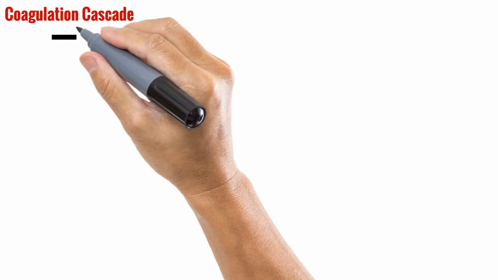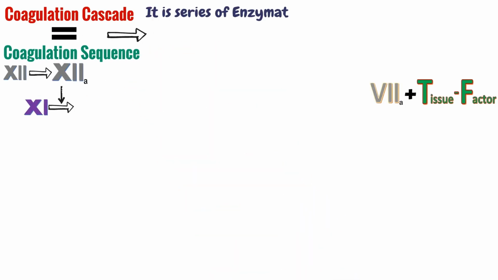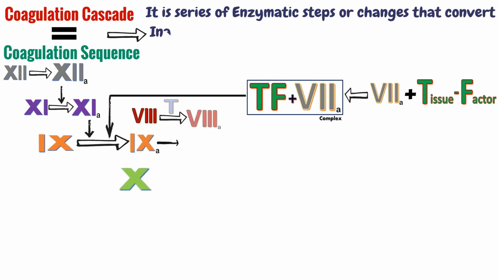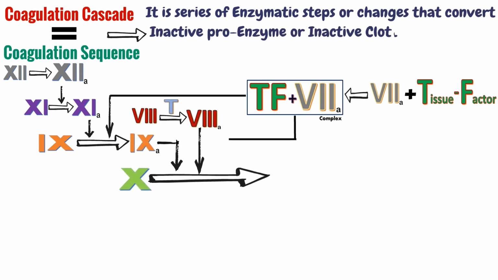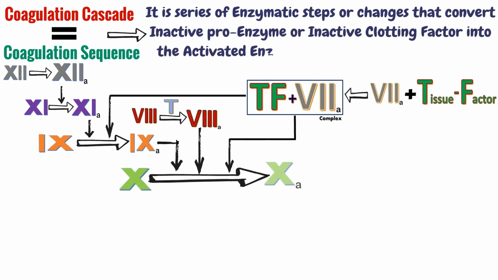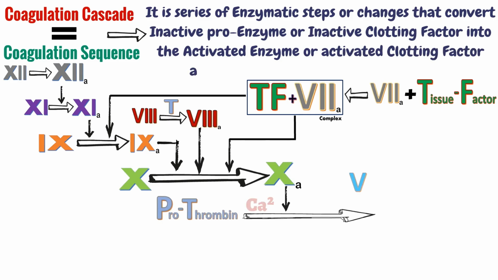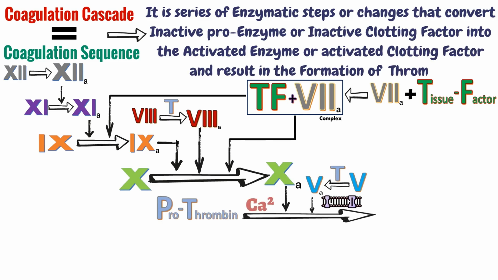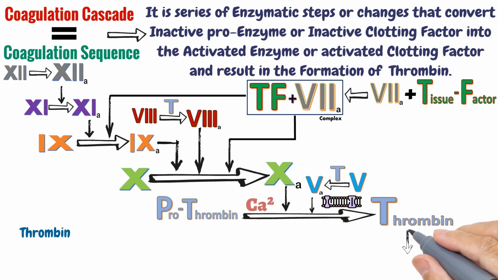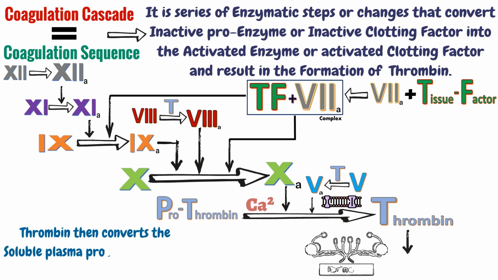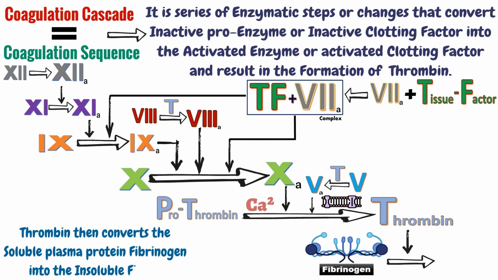Now, let's define the coagulation cascade, which is also called a coagulation sequence. It is a series of enzymatic steps or changes that convert inactive proenzyme or inactive clotting factor into the activated enzyme or activated clotting factor and result in the formation of thrombin. And this thrombin then converts the soluble plasma protein fibrinogen into the insoluble fibrin.